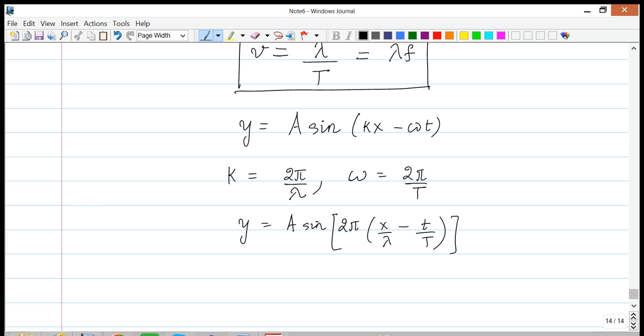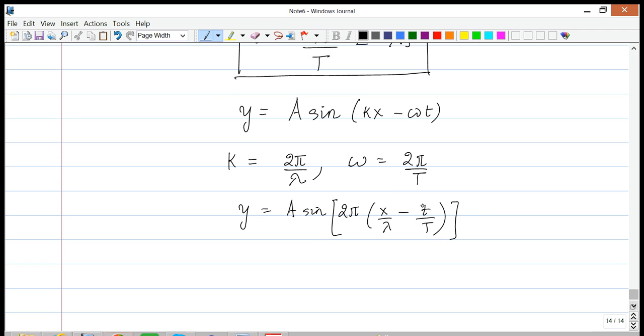Now we're going to leave this equation for now, but later on when we study how waves combine with each other, we'll come back to this equation to look at what the conditions may be to get certain kinds of constructive or destructive interferences. All right, so this is basically the equation for the wave itself. So y is equal to A sine 2π (x over lambda minus t over capital T).